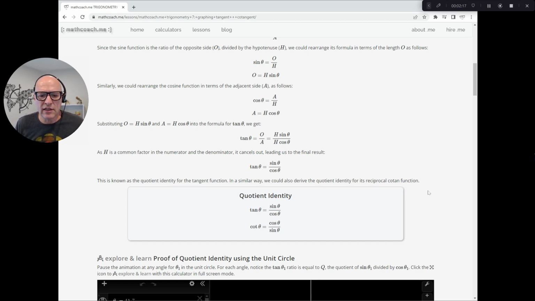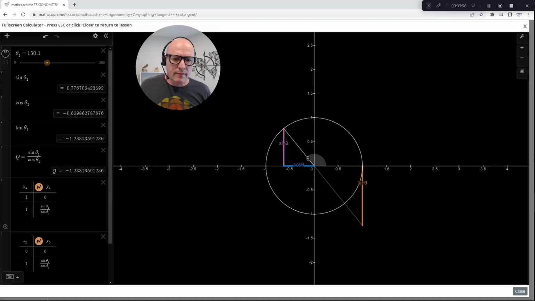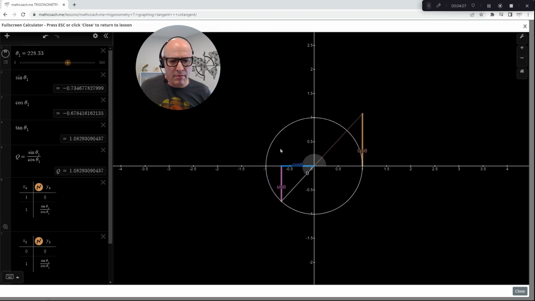Let's take a look at that in this Desmos calculator. In this calculator, I have a unit circle with a radius of 1, and I also have a theta angle, which is going from 0 to 360 degrees, and then it's going to repeat from 0 to 360 degrees. That's represented in the shaded area here.